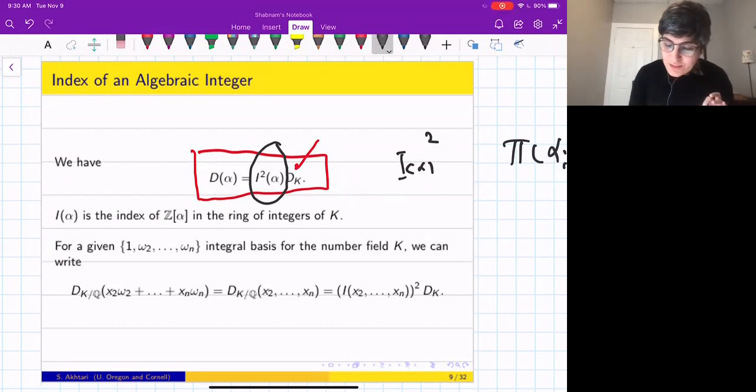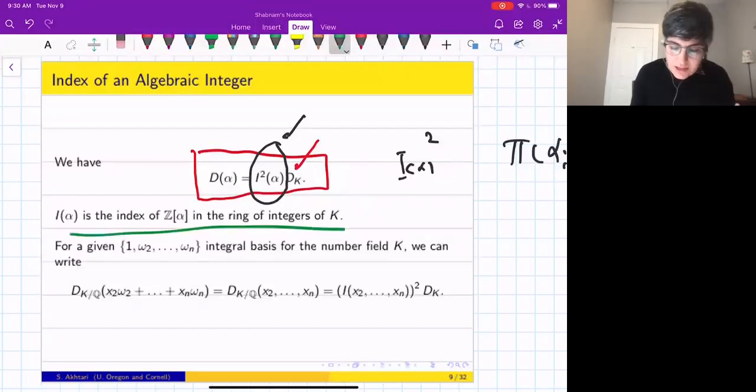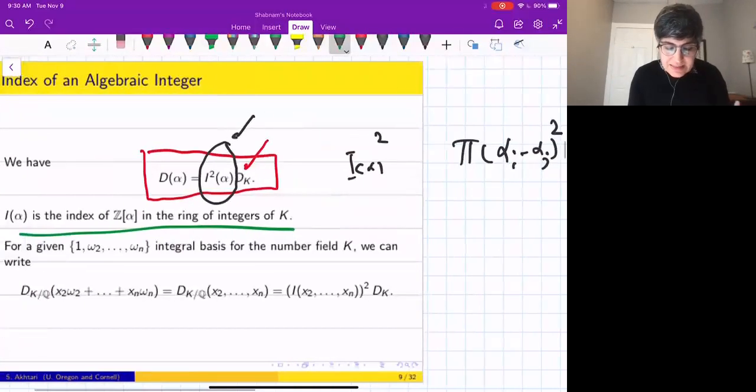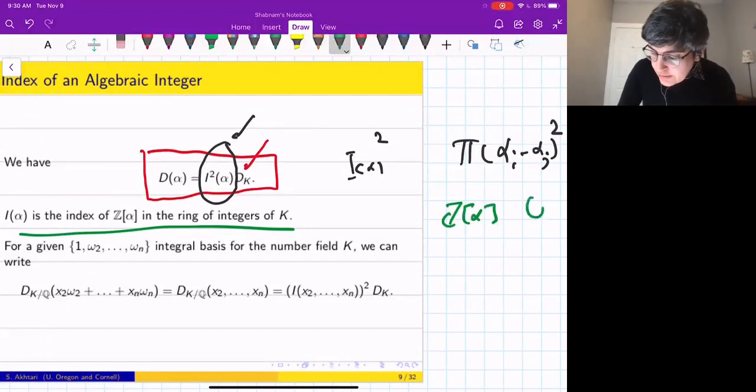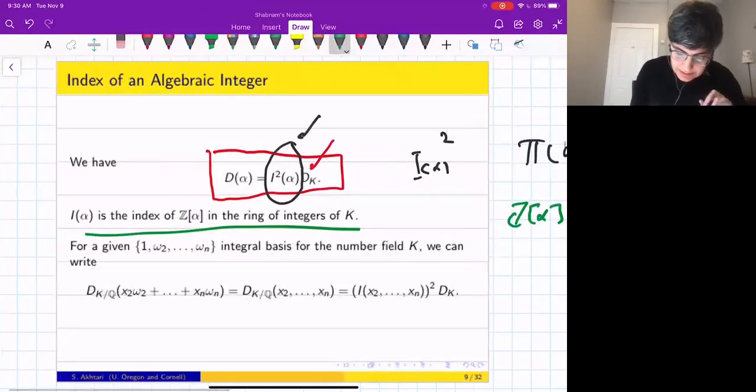But this quantity that is squared is actually a very, very important quantity. As I said, it's called the index of alpha, but it has a very important meaning. I of alpha is the index of Z adjoined alpha in your ring of integers, okay. And when I say index here, I mean the module index of that. So if I call this, maybe let's call it I of alpha.